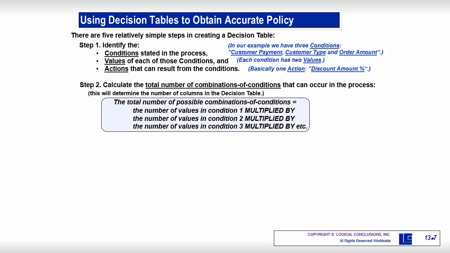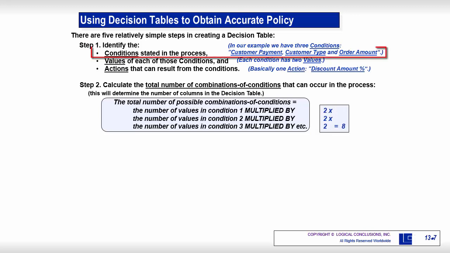Step 2. Calculate the total number of combinations of conditions that can occur in the process. This will determine the number of columns in the decision table. This is a simple calculation where the total number of possible combinations of conditions equals the number of values in condition 1 multiplied by the number of values in condition 2 multiplied by the number of values in condition 3, and so on, if we have more conditions. We don't in our example.